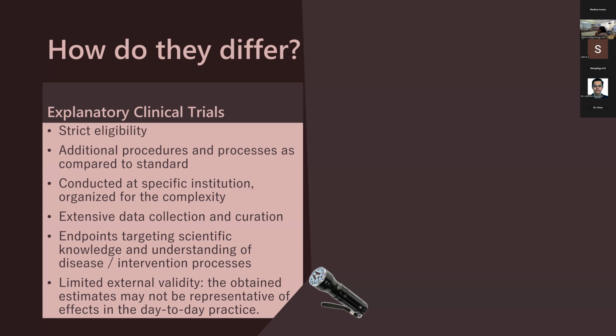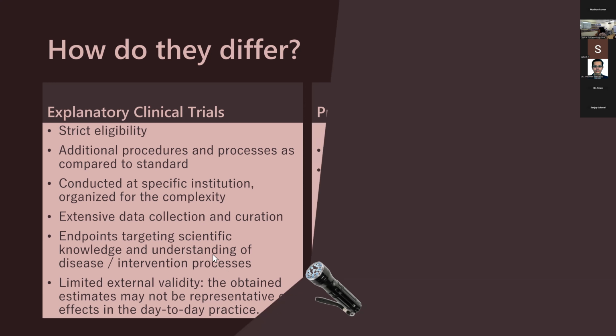And the intervention which is given is as per a strict protocol, and the additional procedures and processes are compared to standard, and they are conducted at a specific institution which is known to organize these complex trials. And there is extensive data collection, and the endpoint targets scientific knowledge and understanding of the disease process. Overall, they have limited external validity because the data and the setting in which the data is obtained may not be representative of the condition in day-to-day practice.